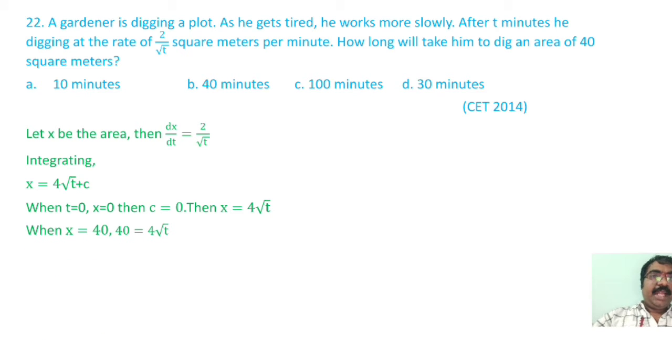When the given x value is 40, we substitute 40 equal to 4 root t. So 4 tens are 40, so root t is 10. Squaring on both sides, t will be 100 minutes, which is option C.